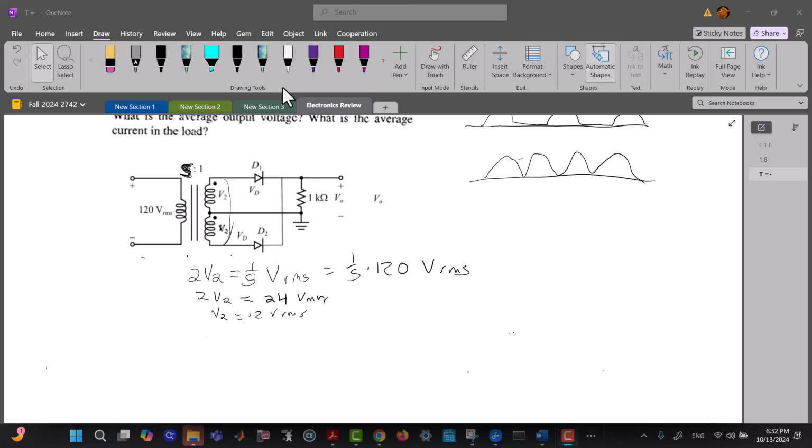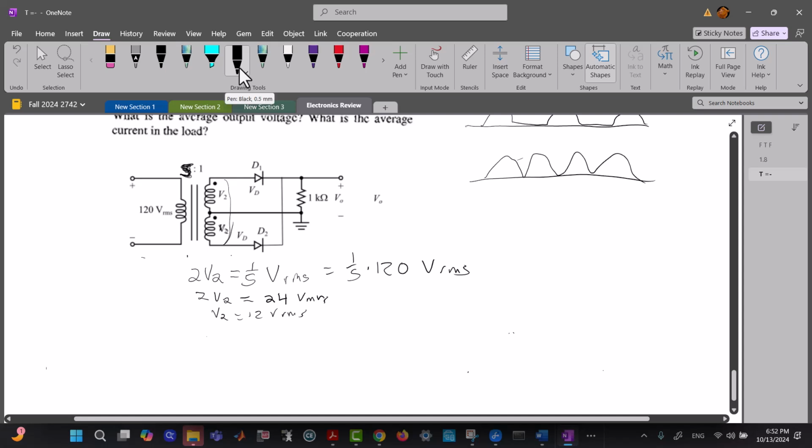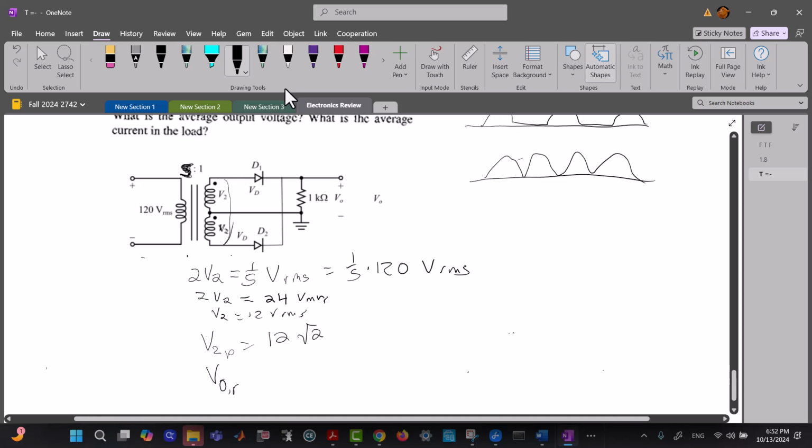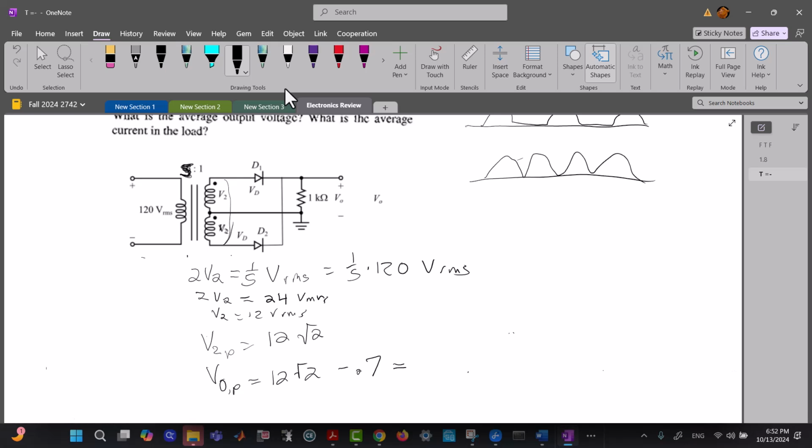So the secondary peak voltage of the transformer, if that's RMS, our peak will be 12 times the square root of 2. And so our peak output voltage is going to be 12 times the square root of 2 minus 0.7 from our diode, which is 16.26 volts.